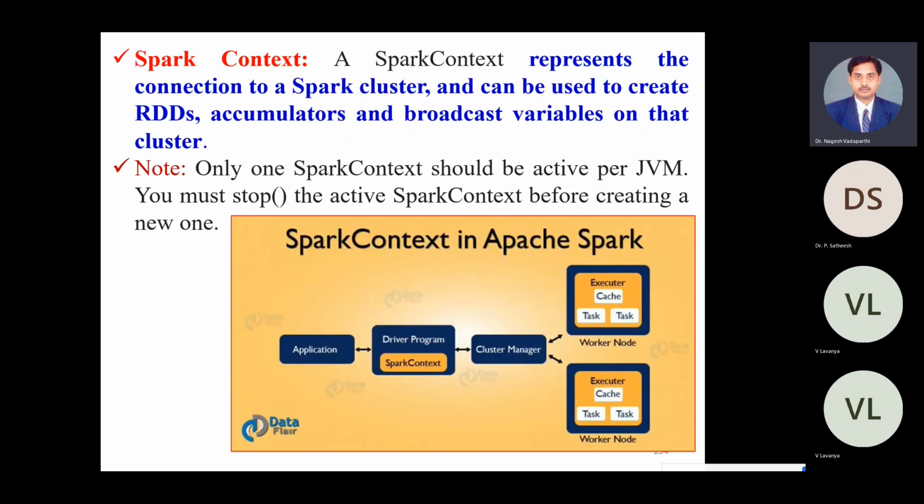The next concept is Spark context. Whenever you execute a program in Spark, it first creates an environment called Spark context in Apache Spark. A Spark context represents the connection to a Spark cluster. A group of servers is called a cluster. You know what is meant by a cluster? A cluster is a collection of a group of servers with similar tasks and similar behavior.